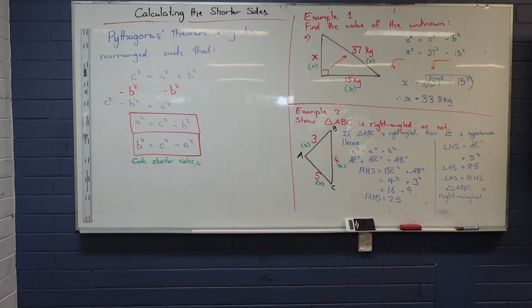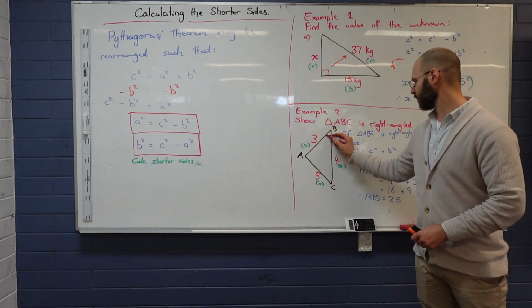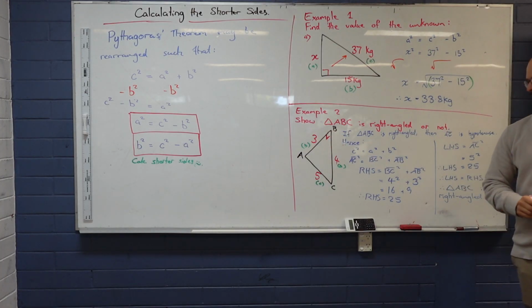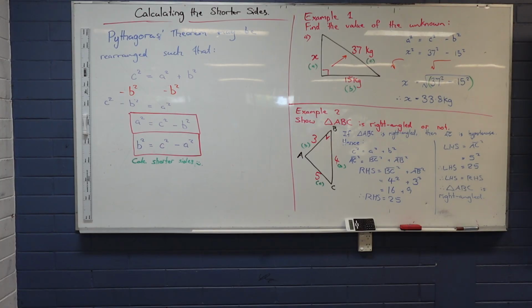Now, this one's a bit peculiar, guys, because the right angle is there. The triangle's been skewed in three-dimensional space to look like it's not a right angle, but there's a right angle there. Alright, any questions?